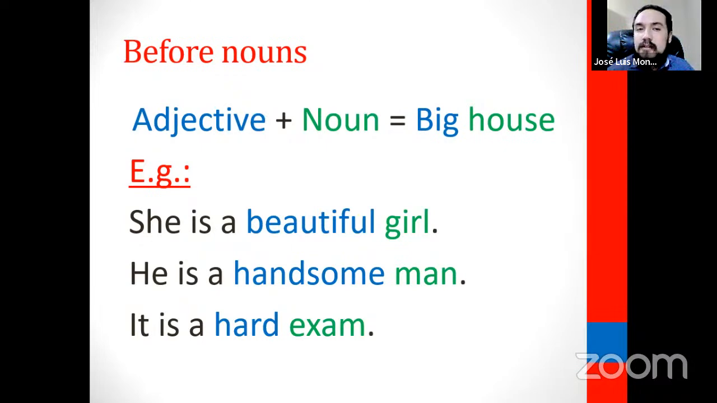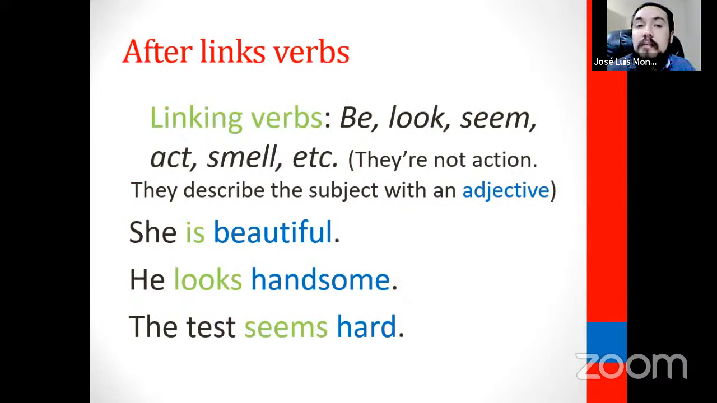It is a hard exam. Very simple. But it is also used after what we call linking verbs, because these verbs are not actions. They are just connecting two things, in this case, the noun or pronoun and the adjective. She's beautiful. He looks handsome. The test seems hard. So is, looks, seems, they are not actions. Once again, they are connecting the idea to describe the word that is before: she, he, and the test.